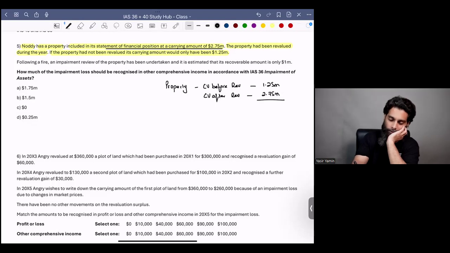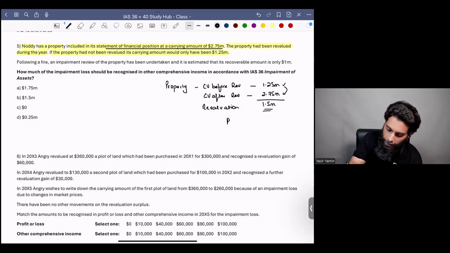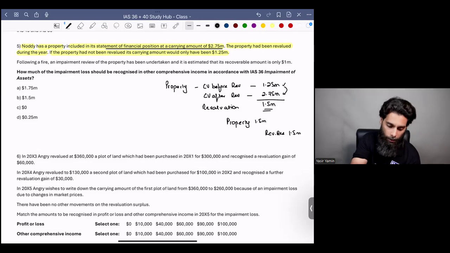Oh my God. You guys are correct. The value of the property before revaluation was 1.25. After revaluation, it was 2.75. Yes, 1.5 million would have been the revaluation on this property. The most likely accounting entry would have been, in simpler terms, property debit and revaluation reserve credit 1.5 million. This would have been the accounting entry, right?